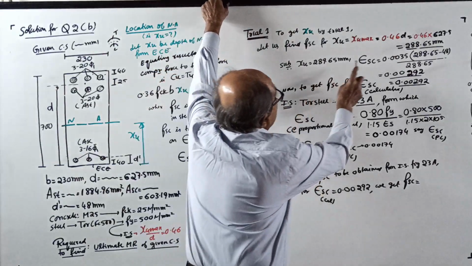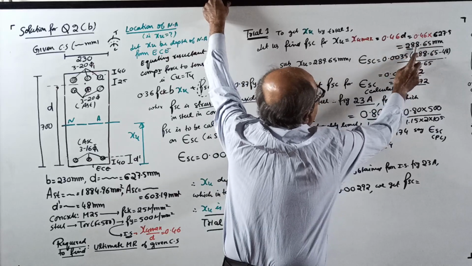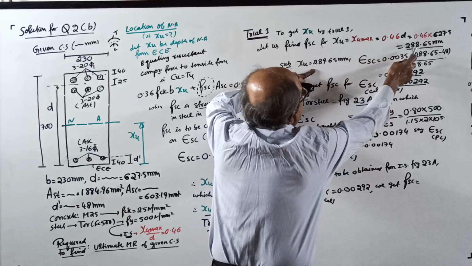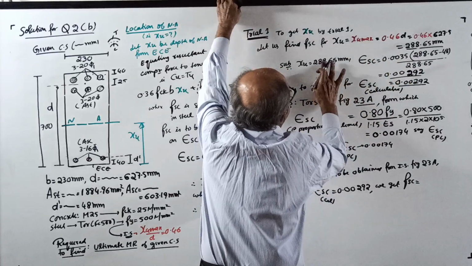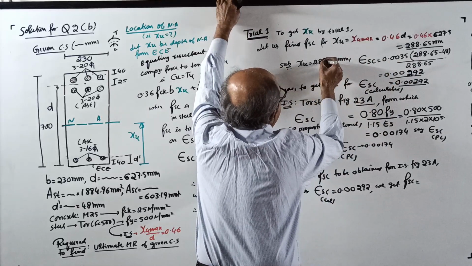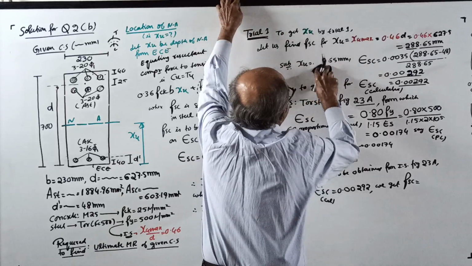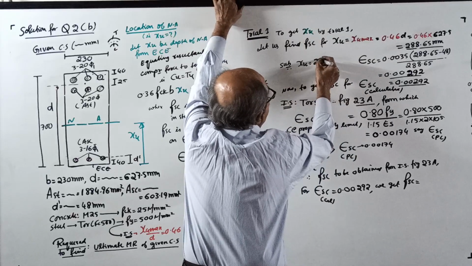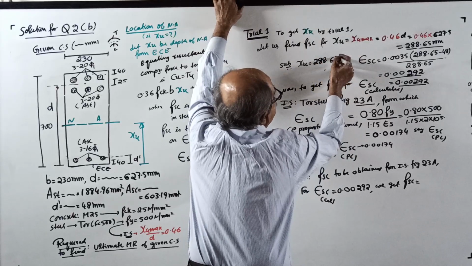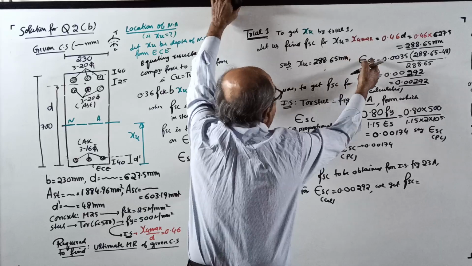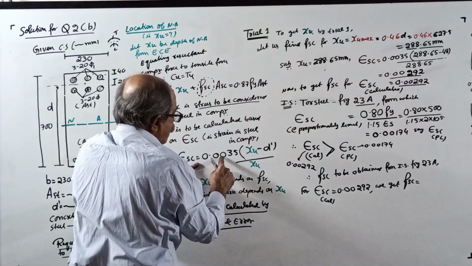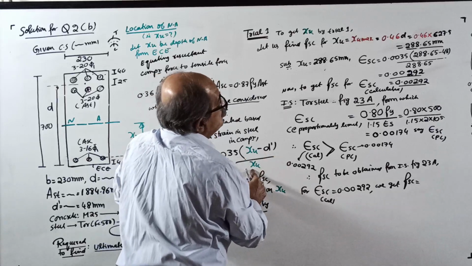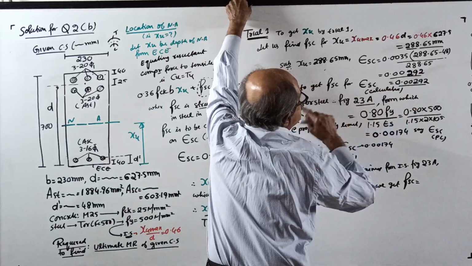Start. XU max, 0.46D, 288.65. Substituting XU, it will come. Now XU come 288 point. It is not 289, 288. It was a calculator light problem. In my calculator, 8 looked like 9 to me. Okay. I took it. XU equal to 288.65 millimeter. You get epsilon SC equal to 0.0035 into (288.65 minus 48) by XU, 0.00292.